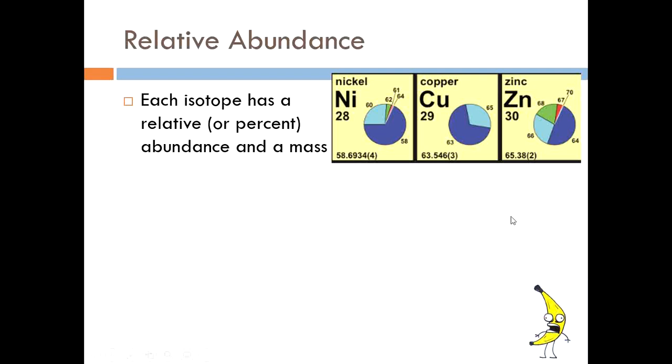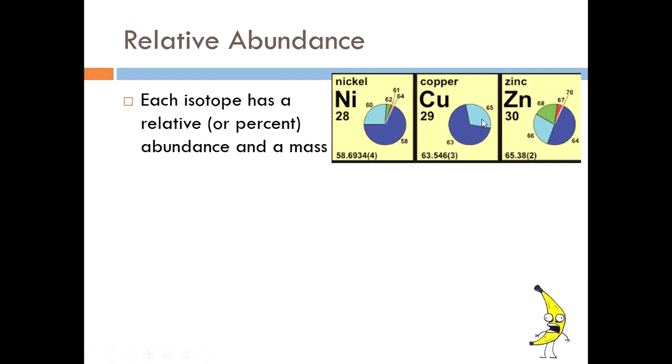Nickel, copper, and zinc. Let's take a look at copper first. It only has 2 isotopes. Okay? It has copper 63 and copper 65. These are the percent abundances of each isotope. So copper 63, you can see clearly there's more of copper 63 that just exists in nature, and copper 65 is maybe a third of this, right? And so there's more of copper 63 that exists.